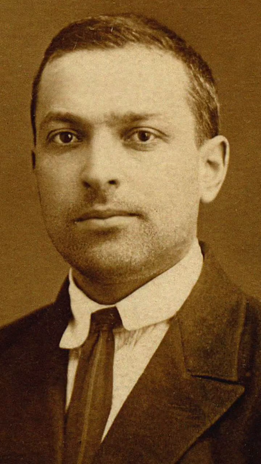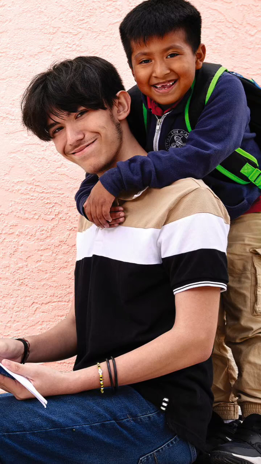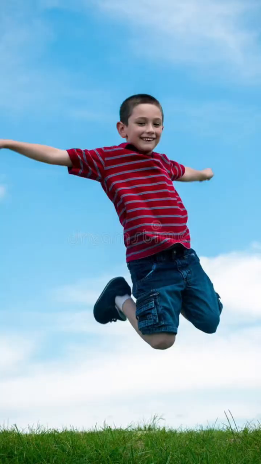Vygotsky emphasized that learning happens through social interaction and scaffolding within the zone of proximal development. Learners perform tasks with the support of a more capable peer or teacher, and then they can do them independently. This leads us to collaborative learning, guided participation, and scaffolding instruction as effective teaching strategies.